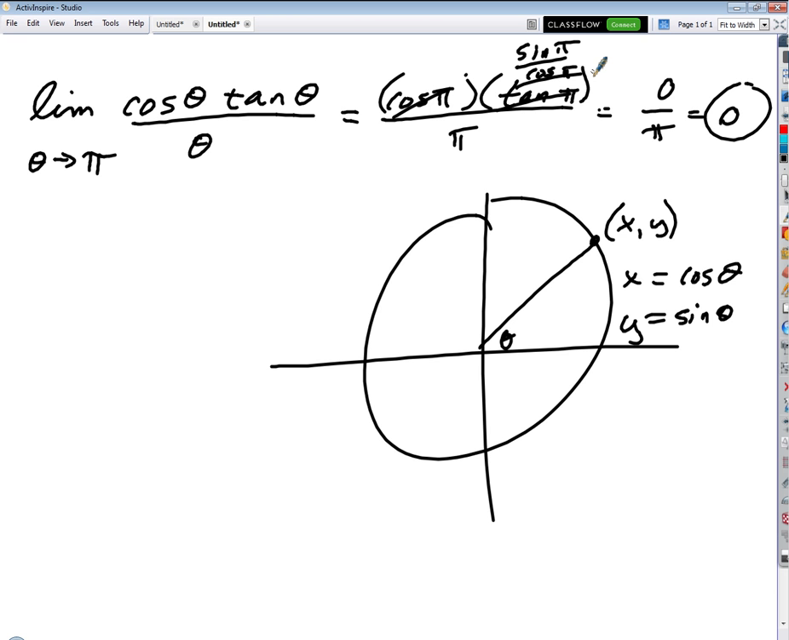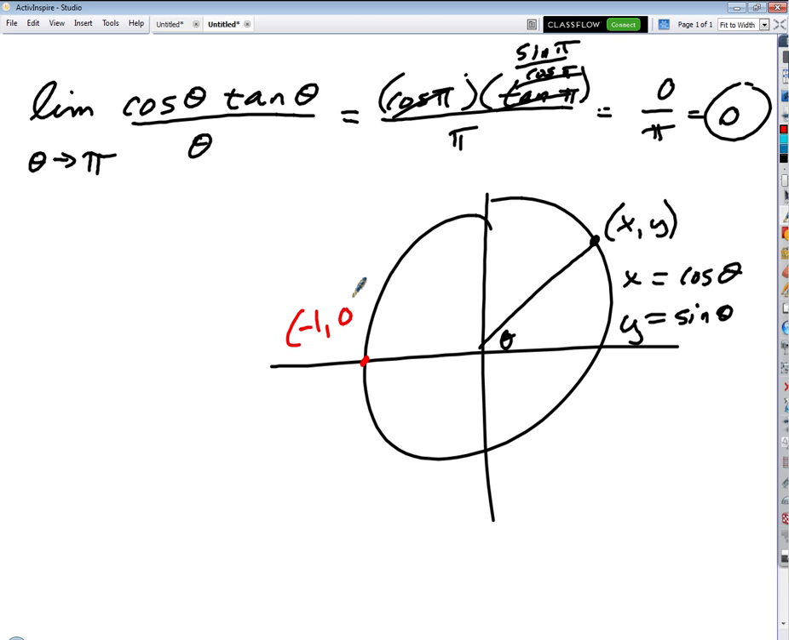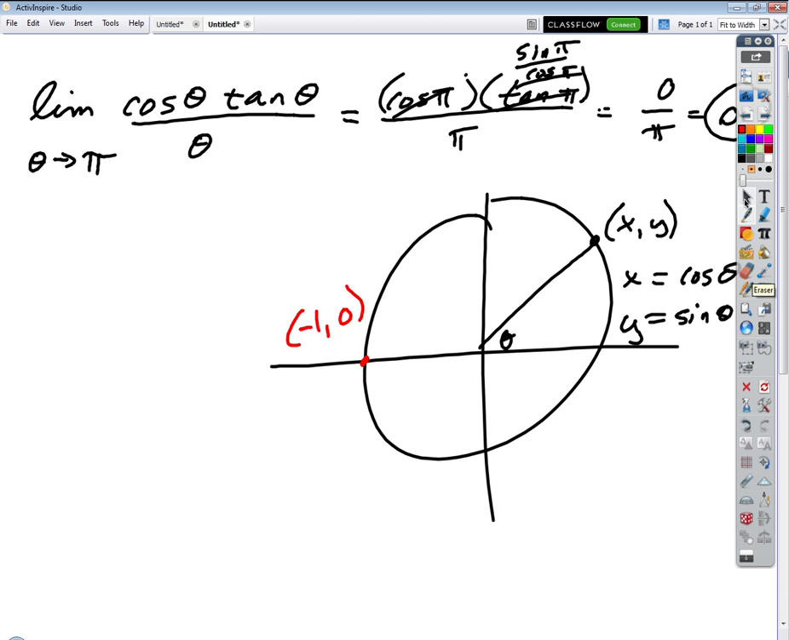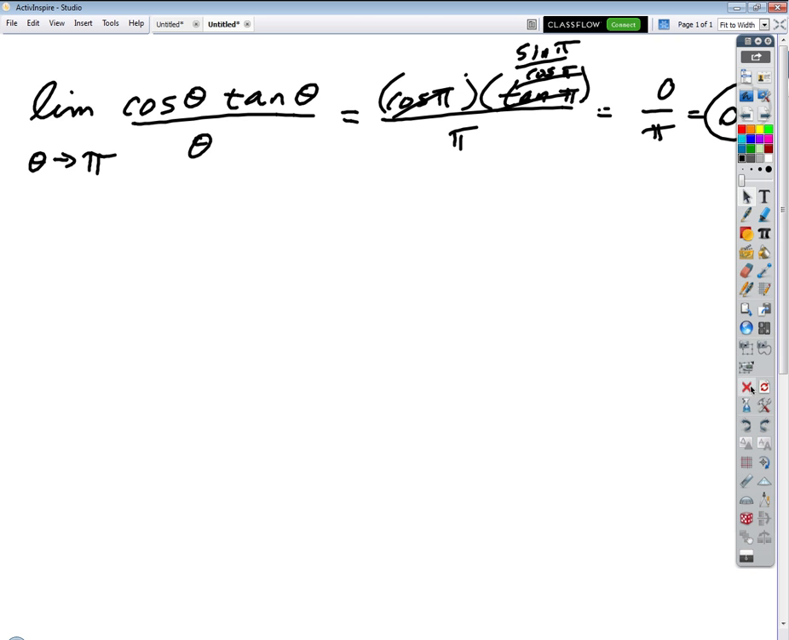So let's try this again. Either way, the tangent is sine over cosine, right? And if we're over at pi, we're right here, so my coordinates are going to be -1, 0. So the cosine is -1, sine is 0. Make sense? Okay, so then you get 0 divided by pi, so that's just 0. That's how we got it.